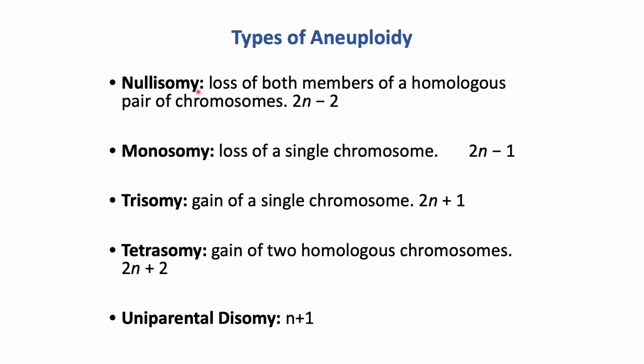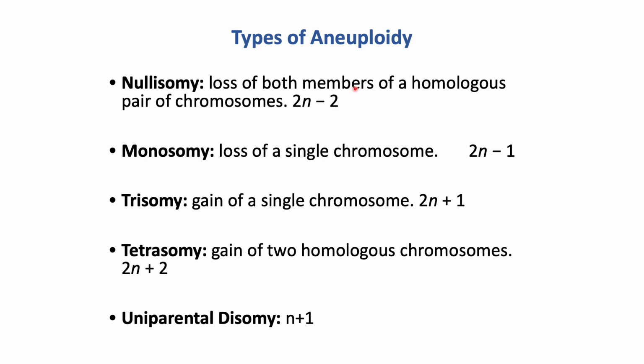One is nullisomy, which is the loss of both members of a homologous pair of chromosomes. So let's say the total number of chromosomes in a diploid genome is denoted as 2n, then nullisomy is 2n minus 2, where both copies of a single chromosome have been deleted. For example, in humans, let's say we have 23 pairs of chromosomes, which is 2 times 23. And so let's say we have two copies of chromosome 1.